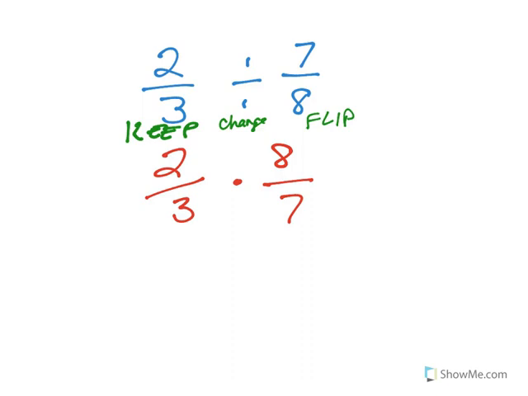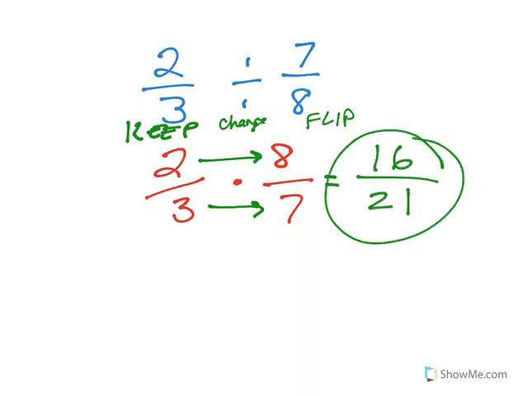When we are multiplying fractions, that's where we can look to simplify or reduce numerator to denominator. So when I look in the numerator, I have a 2 and an 8, and in the denominator, I have a 3 and a 7. There are no common factors anywhere. So I just multiply straight across. 2 times 8 is 16, 3 times 7 is 21. 16 and 21 share no common factors, and therefore, that is my answer.